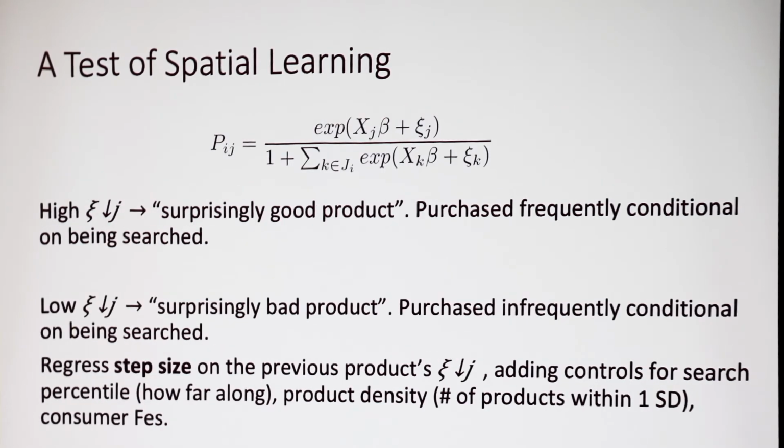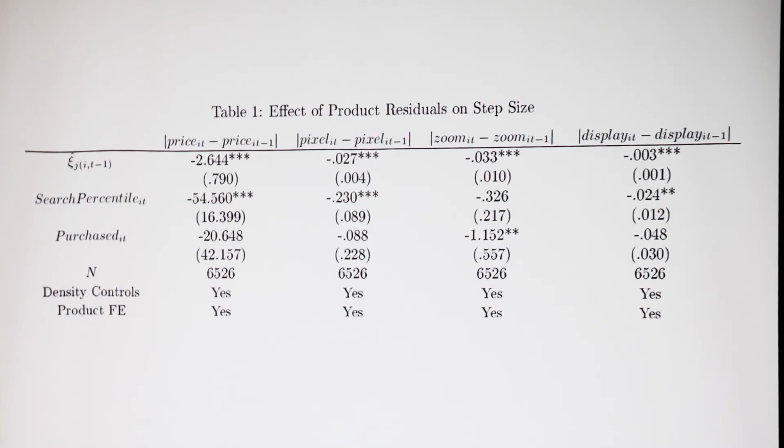So the first thing we need is a measure of a bad product. Our measure of a bad product is going to be based on the eventual purchase data. You search 10 things. I'm going to look at who chose what, and I'm going to run a Logit regression. I'm going to try and predict what you chose after accounting for observables, the xj's, as a function of those characteristics and a latent term, Cj. A high Cj here is going to mean a surprisingly good product, and a bad version of that is going to be a surprisingly bad product. This is something that was rarely chosen conditional on being searched, even after conditioning on observables. So I define bad products that way.